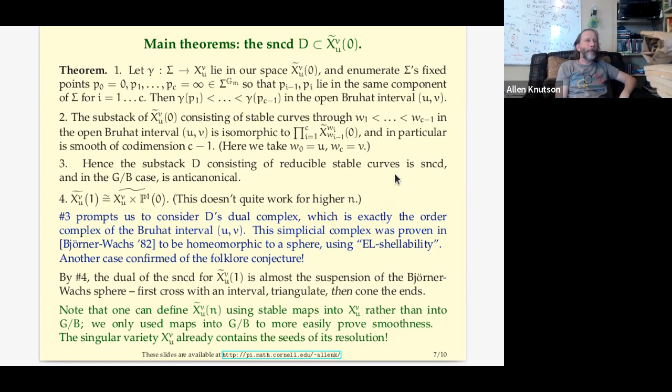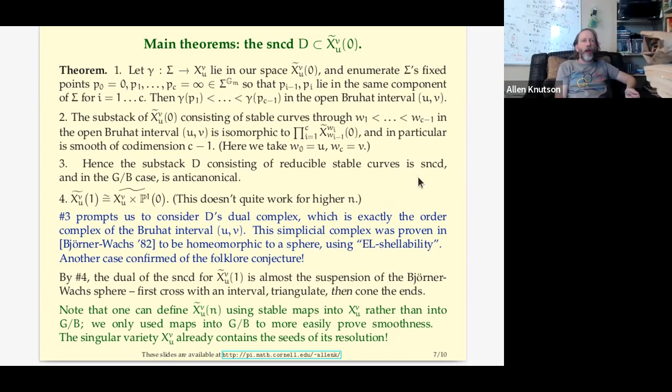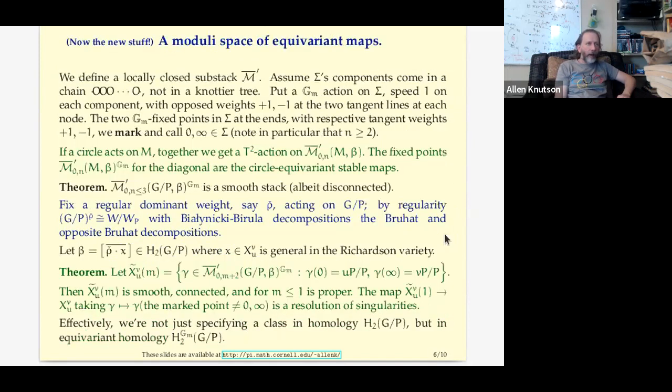Okay. Excellent, thanks. So what's the dual complex? It's called the order complex of this Bruhat interval. So it's got a vertex for every element of the open interval, not for U, not for V, only the things in between. Because when I had one here, so I've got zero goes to U, infinity goes to V, and one goes somewhere in between, I don't have one going to U or to V. So I get this open interval.